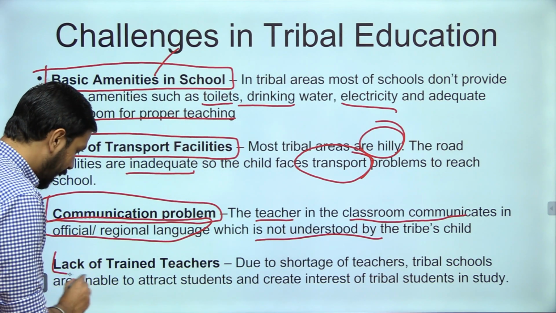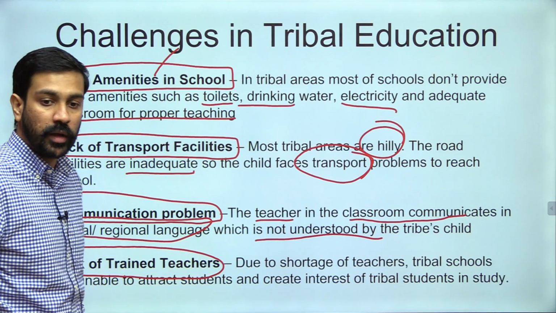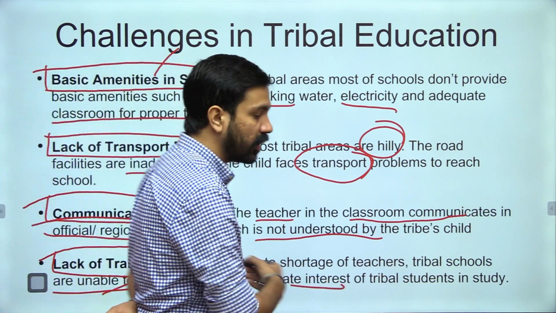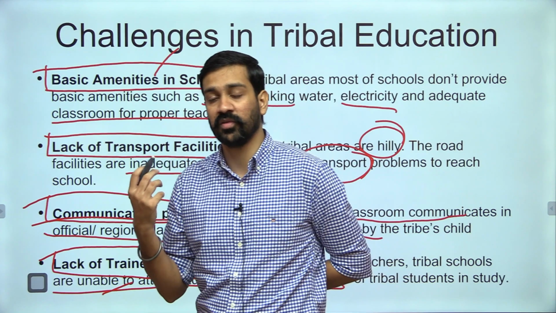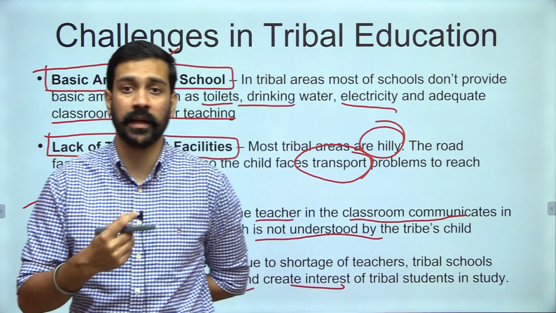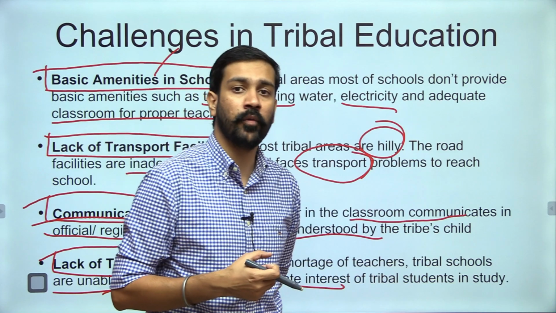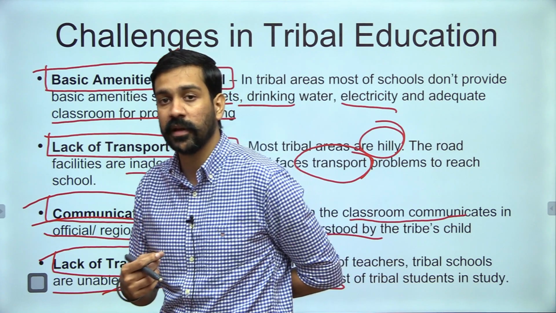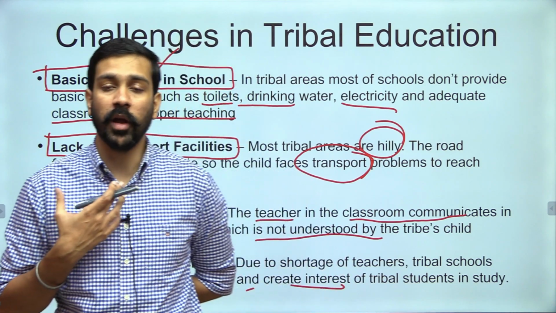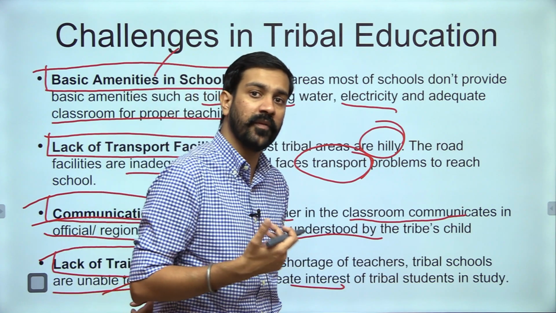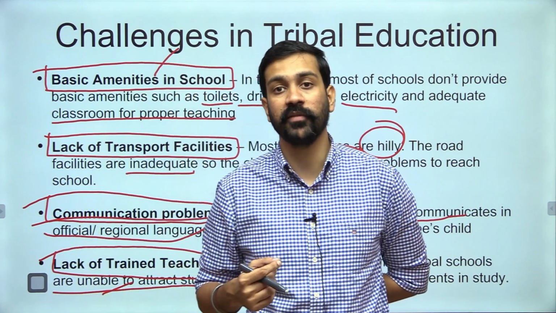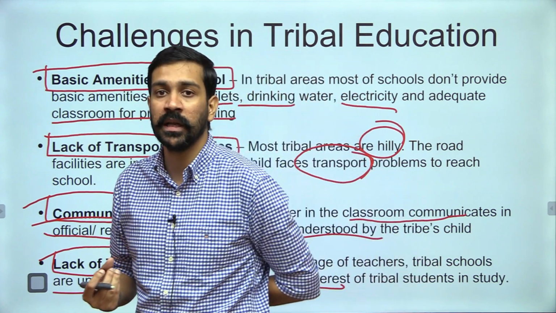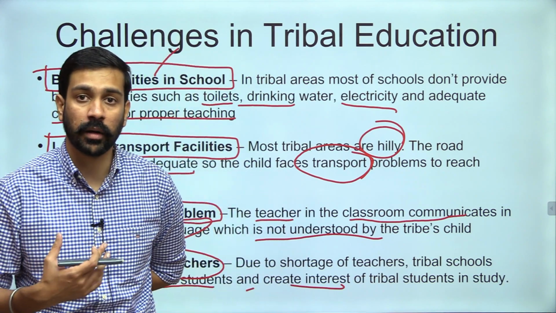Next one, there is a lack of trained teachers. Due to the shortage of teachers, tribal schools are unable to attract students and create interest. Likewise, we have discussed just recently with respect to Eklavya schools that the ministry has found out that most of the teachers are absent, or they are not recruited, or even if they are recruited, they are contractual teachers. So even if schools are made, if the schools do not have teachers, or do not have the required strength of teachers, that infrastructure is not going to perform efficiently, due to which tribal children are not moving to schools.